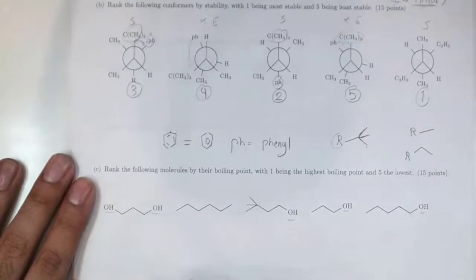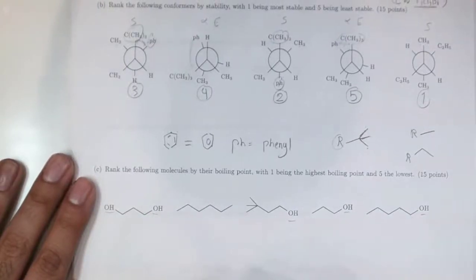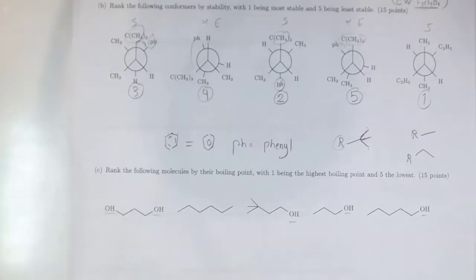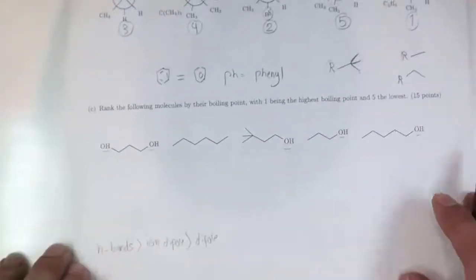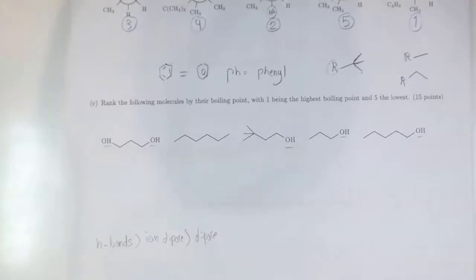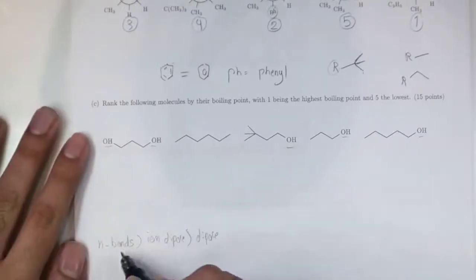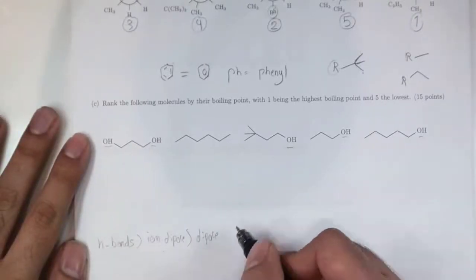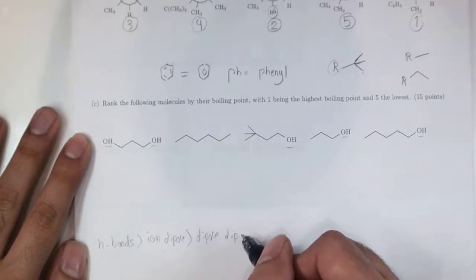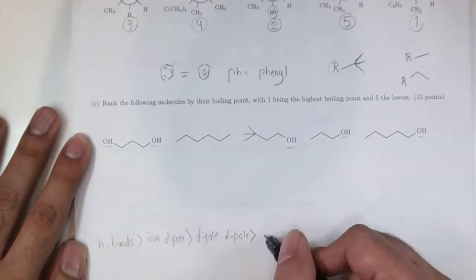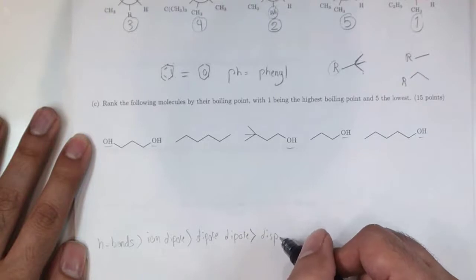So what were your intermolecular forces? You had H bonds, then you had your what? Ion dipoles, dipole. What was that? Oh, of course. I'm sorry. There it is. Can you see it now? We're good? Okay, thank you. So we have hydrogen bonding, ion dipole, dipole, and lastly my dispersion forces.